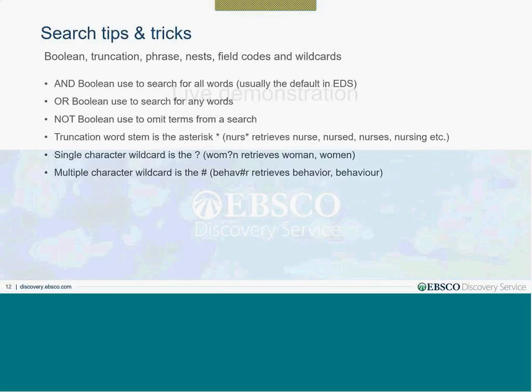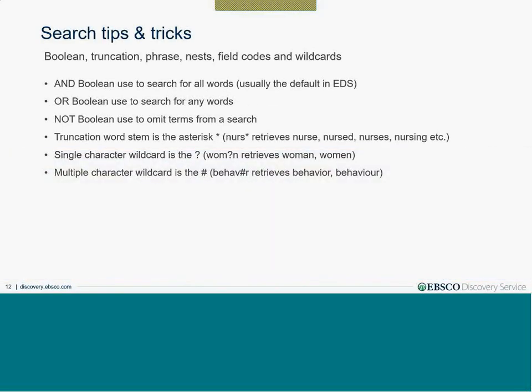I'm going to head back to my PowerPoint for a moment and just cover some tips and tricks for searching. As you can see, EBSCO does support Boolean searching, translation, phrase searching, nested queries, field codes, and wildcards. The Booleans, as I mentioned: the AND operator is used to narrow a search and look for all words in your query. The OR is used to broaden a search and look for any words in your query. And the NOT can be used to omit terms. If you run a search and you're getting some terms in there that aren't relevant, you can use that NOT operator, put in that term and omit them from your search results.